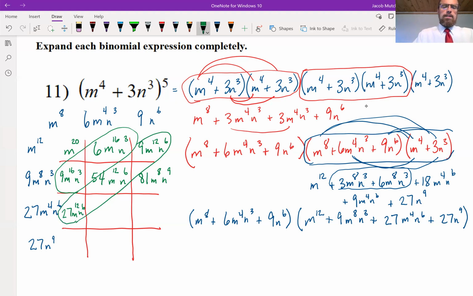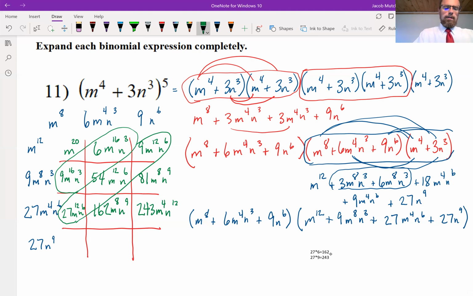27m to the 4th n to the 6th times 6m to the 4th n cubed. Let's check that product, 27 times 6. So that's going to give me 162m to the power of 8 n to the power of 9. So notice we are adding those powers. When you're multiplying, same base, different power, you add the powers. Also, we need 27 times 9. We'll just multiply that here. That's 243. M to the power of 4, that's the only m term, n to the power of 12.